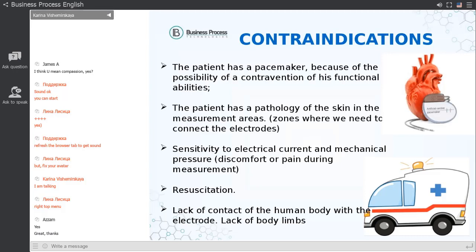And the fifth one, if the person doesn't have a hand or a leg. In this case, without a head it's impossible to live. But if the person doesn't have arms or legs, we cannot measure.